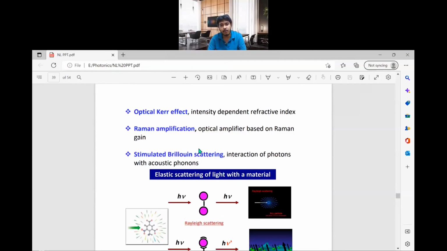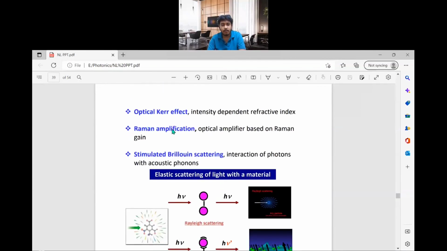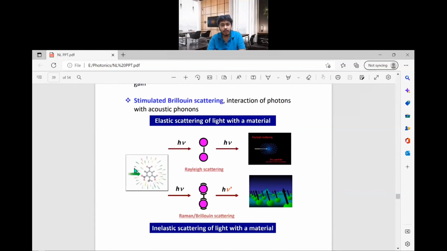So that's also another nonlinear phenomenon. This phenomenon we have discussed. The other two main nonlinear phenomena are Raman scattering and stimulated Brillouin scattering. Light will interact with the atoms and it will scatter from there. There are two types of scattering.